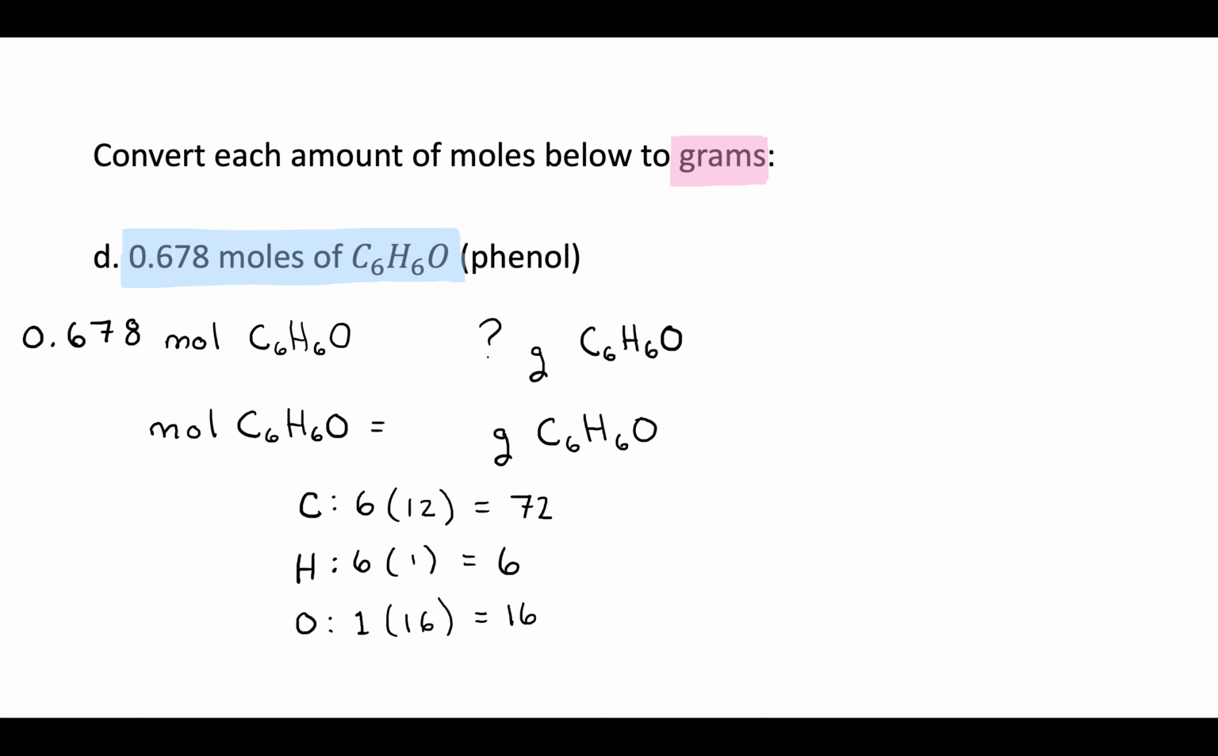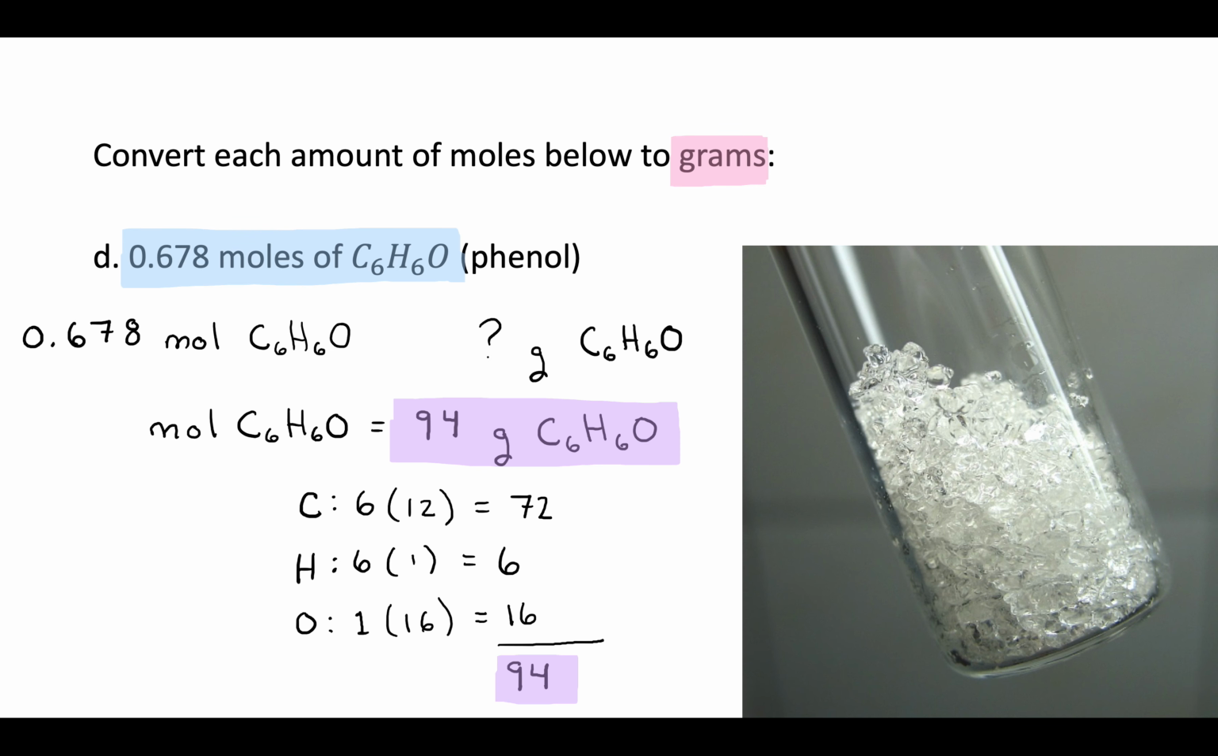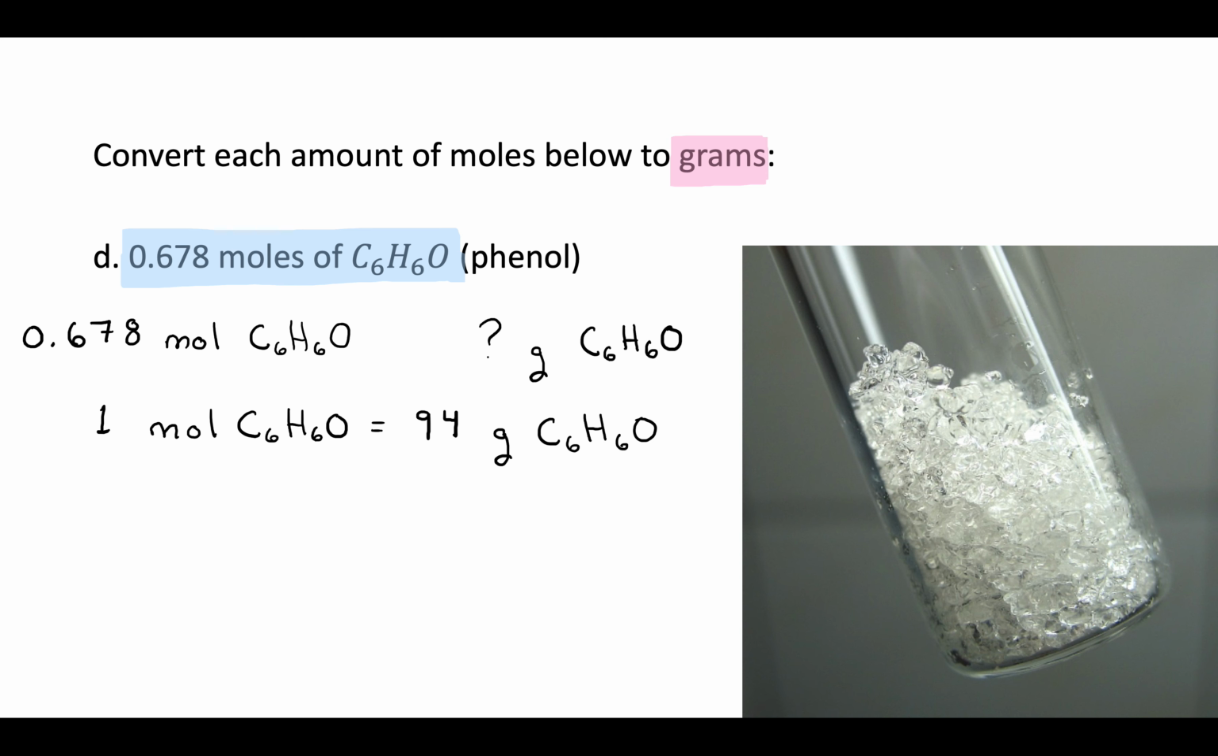So if we had 1 mole of phenol, we'd have 72 grams coming from carbon, 6 grams coming from hydrogen, and 16 grams coming from oxygen. Altogether, that's 94 grams. So there are 94 grams of phenol in 1 mole of phenol. All right, now that we have that conversion factor, we can take the number they give us.